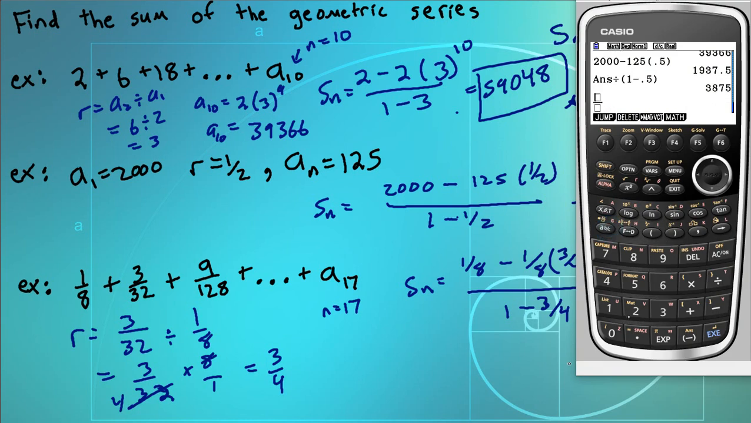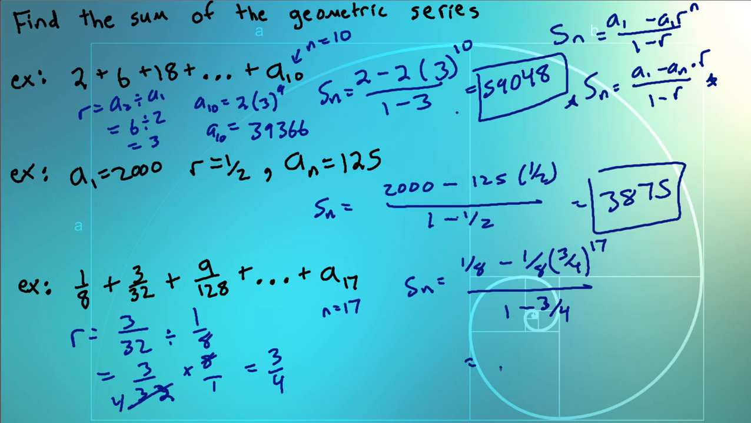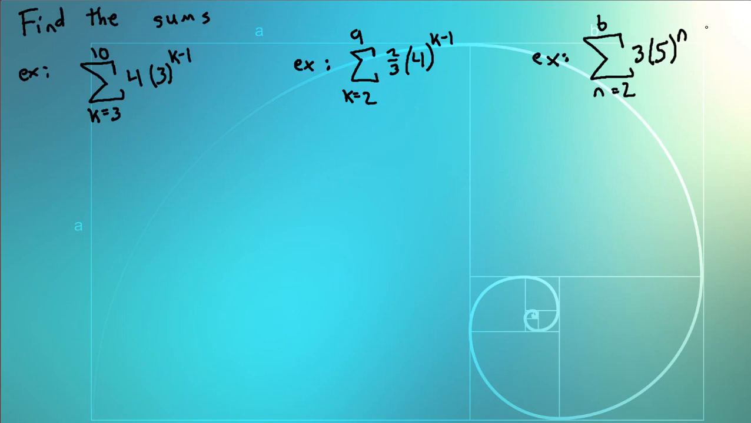A lot of fractions. 1/8 is 0.125. 3/4 is 0.75. You could type it all in with fractions. Then 1 minus 0.75. Okay, so we do get a fractional thing, so 0.496. All right, finishing up, we could have this notation here.